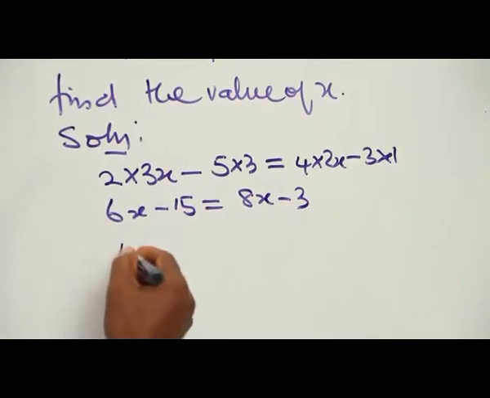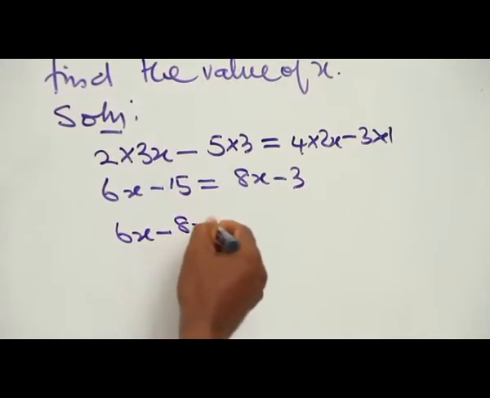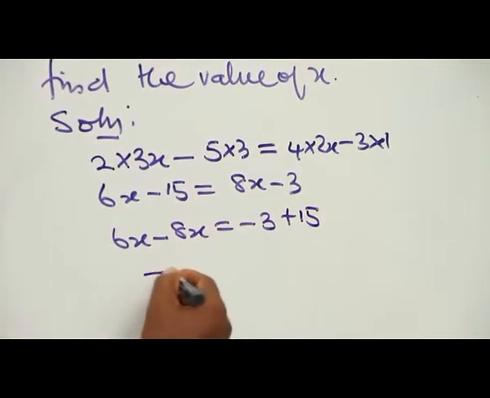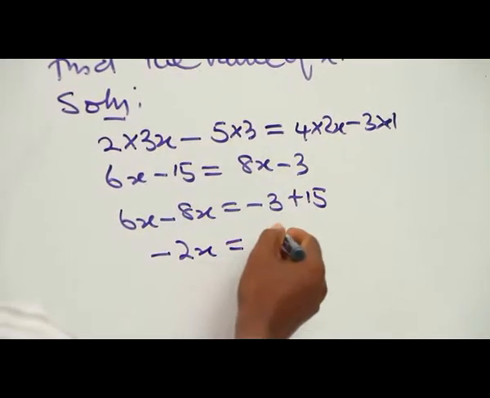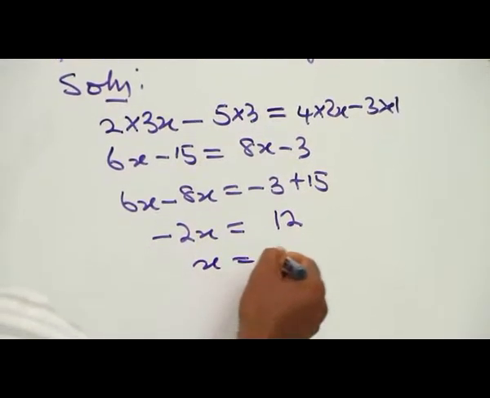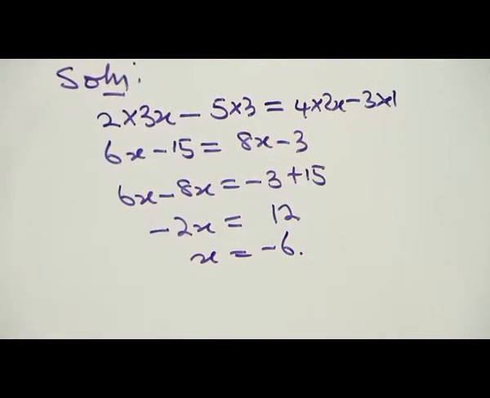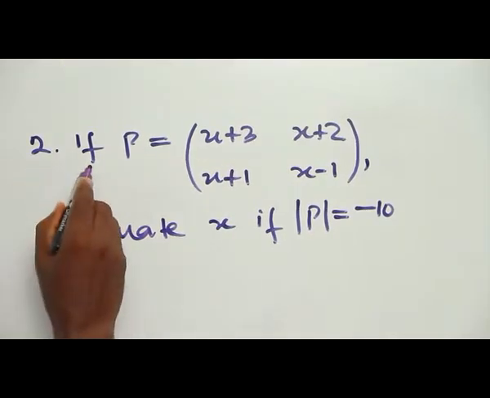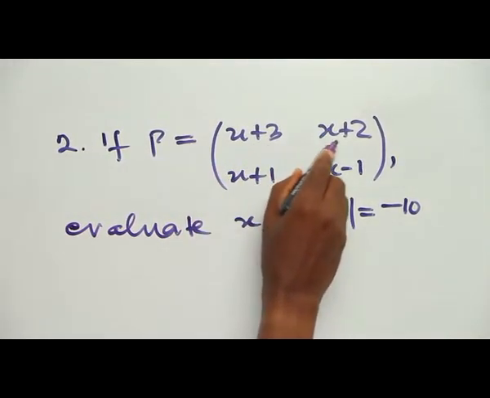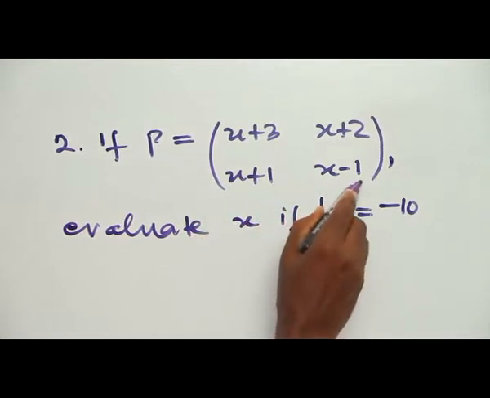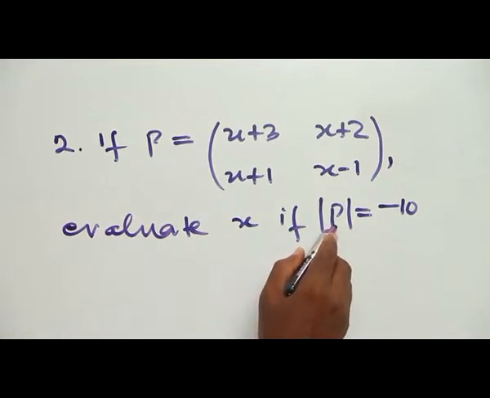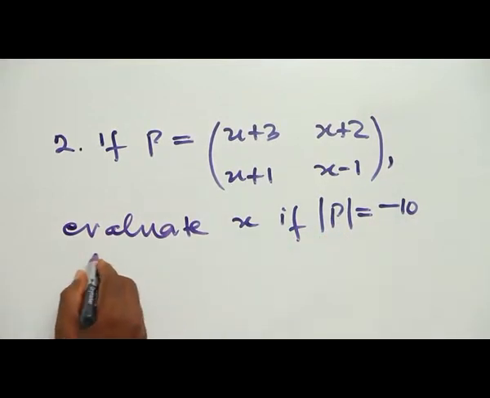Collecting like terms, 6s minus 8s is equal to minus 3 plus 15, so minus 2s is equal to 12. And therefore S is equal to minus 6. Example number 2. If P is equal to the matrix S plus 3, S plus 2, S plus 1, S minus 1, evaluate S if the determinant of P is equal to minus 10.